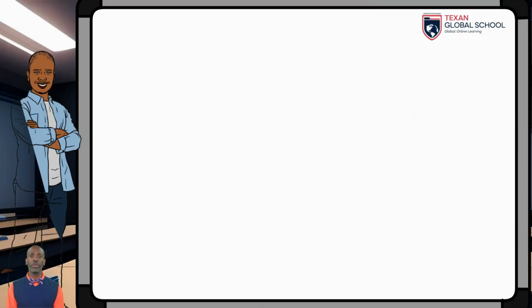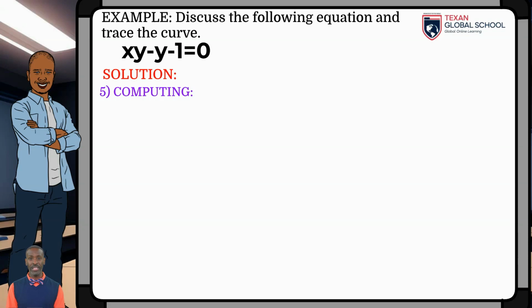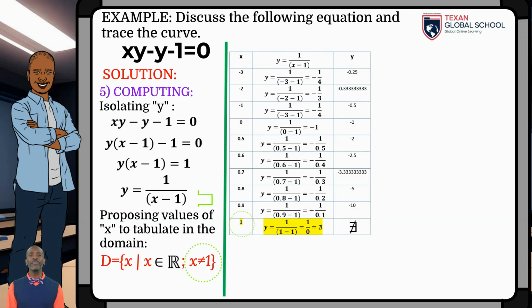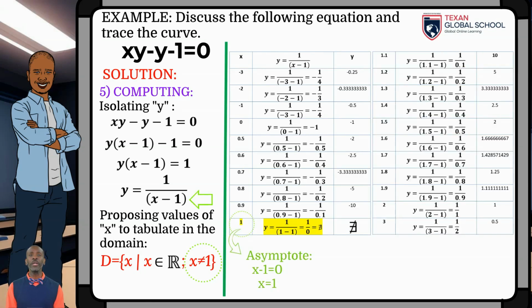Finally, compute the coordinates and plot. For the tabulation, isolate one of the variables, in this case y, and propose values within the obtained domain, any real number except 1, since it is an asymptote. With the proposed values, plot to obtain the behavior of the given equation.